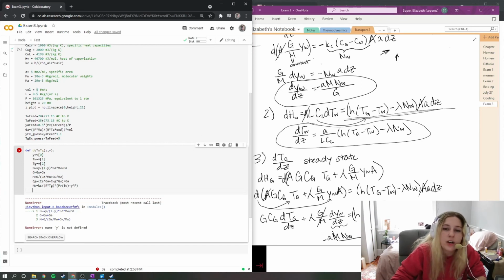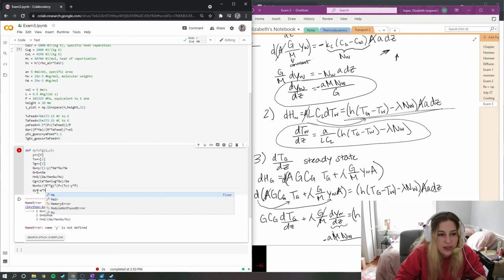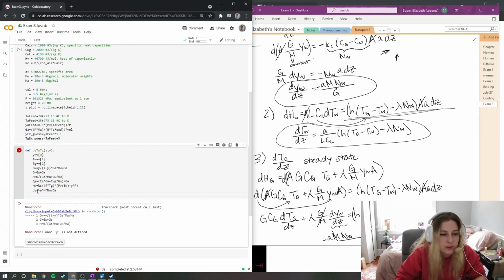So first we have our dy dz, which is the change in mole fraction throughout the position of the cooling tower. So I'm just going to call that dy equals negative the specific area times the average molecular weight, which we defined, times the molar flux, which we defined, and then all of that over the gas mass flow rate. So all of those are defined, so we're good on that.